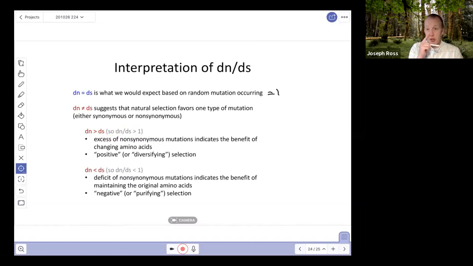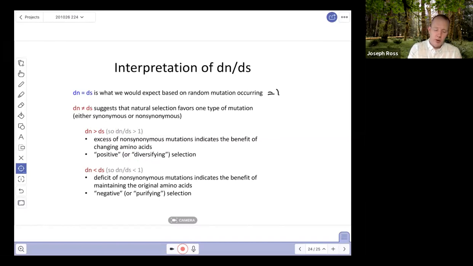That suggests, as I mentioned on the last slide, that there's a benefit of amino acid change in this region of this gene. This is called positive selection or diversifying selection. Natural selection is acting to increase diversity. Somehow, changing amino acids in this part of this protein is better than keeping them the same.